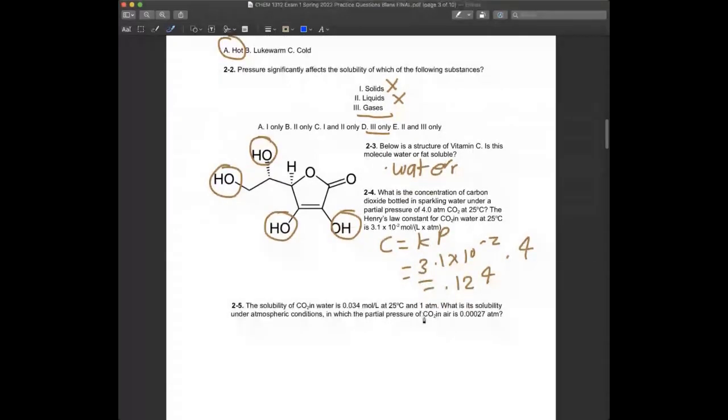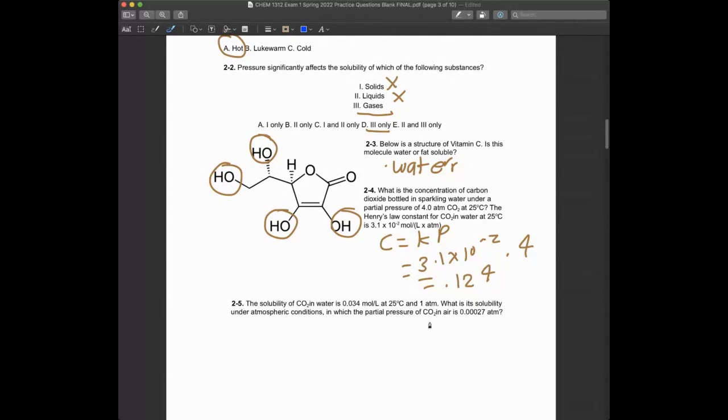Okay, so the solubility of carbon dioxide in water is 0.034 mole over liter at 25 degrees Celsius and 1 atm. What is its solubility under atmospheric conditions in which the partial pressure of carbon dioxide in air is 0.00027 atm? I'll give you all a second to work on this and we can talk about it.